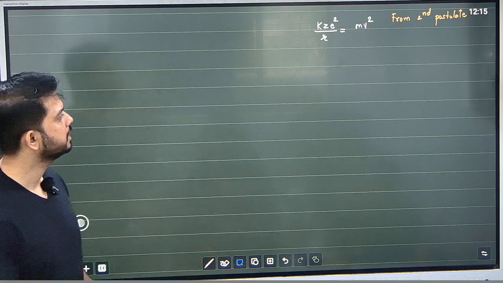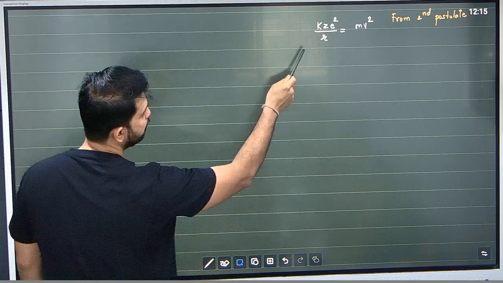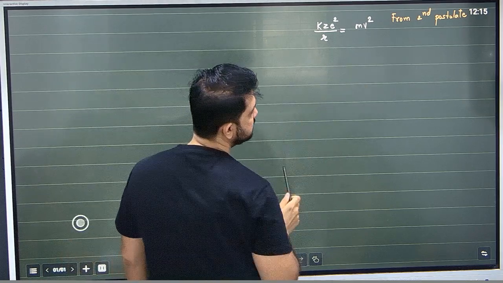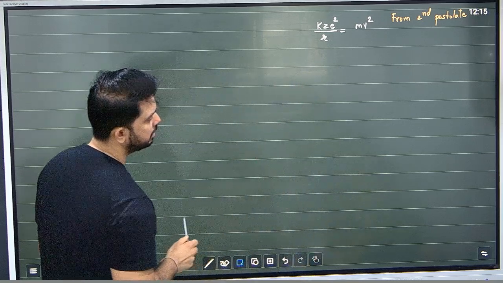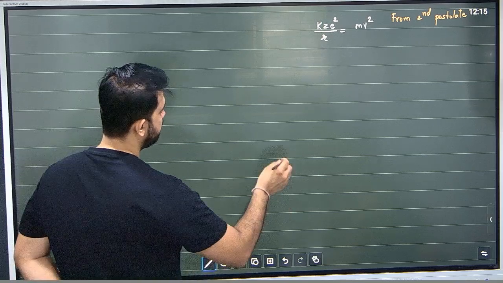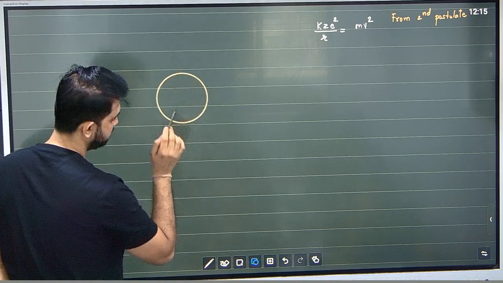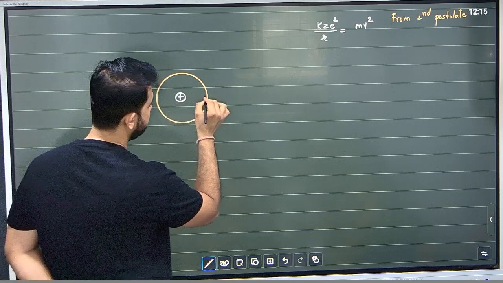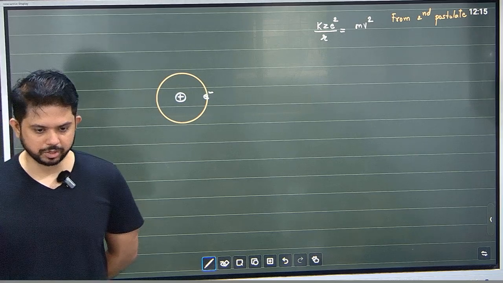Now, this is from the second postulate where we say that the force of attraction between the electron and the nucleus is balanced by centrifugal force. We need this in order to do the energy expression. I want to now find first the potential energy. So at the center let's say we have nucleus and here what do we have? The electron revolving around the nucleus in circular orbit.